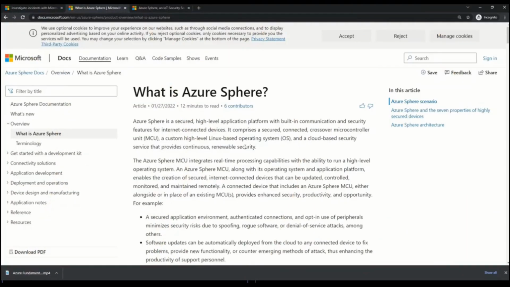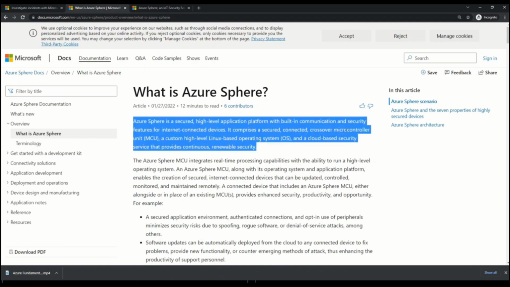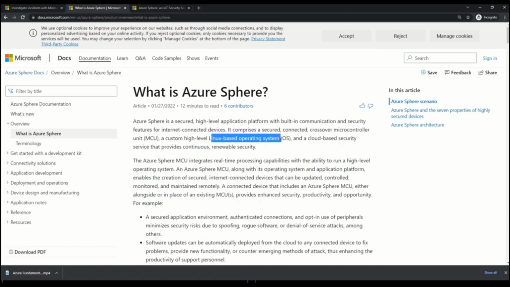This is the Microsoft documentation talking more about Azure Sphere. You can read in the first paragraph itself that Azure Sphere is a secured, high-level application platform with built-in communication and security features for internet-connected devices. It comprises a secured, connected, crossover microcontroller unit MCU, a custom high-level Linux-based operating system, and a cloud-based security service that provide continuous, renewable security. I hope you have already noticed the keywords microcontroller and Linux-based operating system.